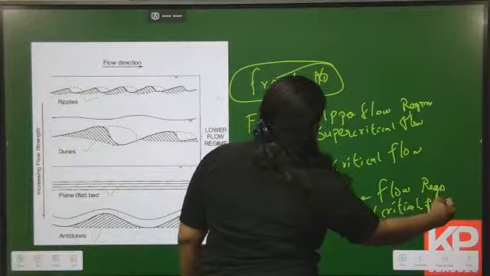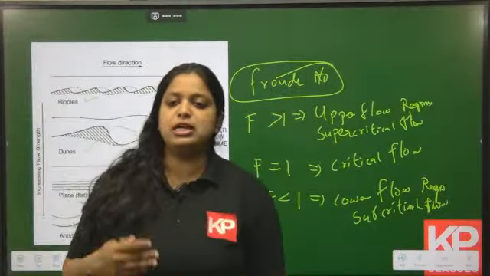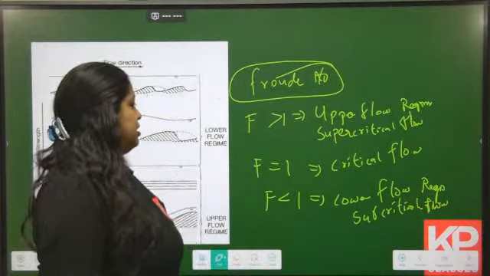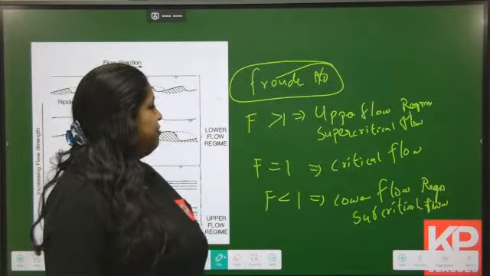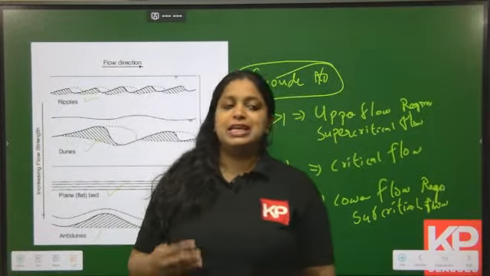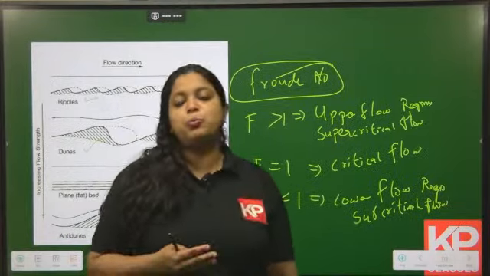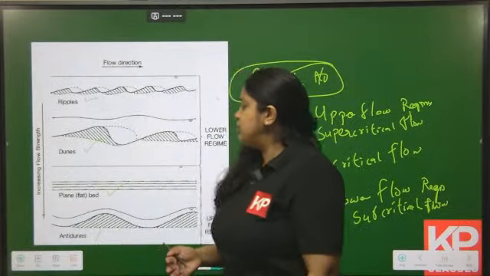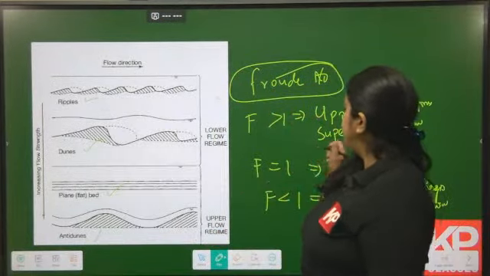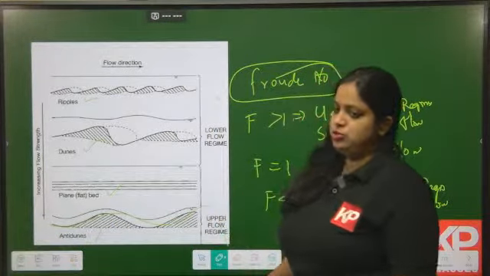So when it is subcritical flow, the energy condition is very low. Hence we call it a low flow regime. If the Froude number is greater than 1, it defines an upper flow regime, where the energy condition is much higher. The flow situation is called supercritical flow. So during the supercritical flow situation or in the upper flow regime, we get the structure called antidunes.